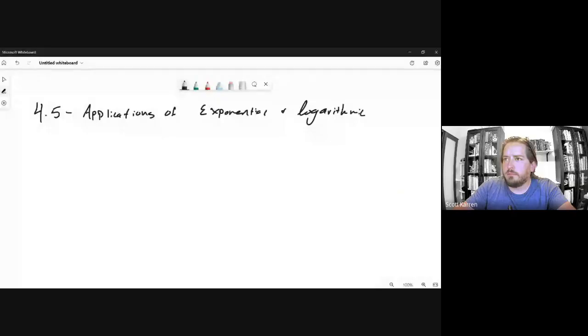So in this section, we should see probably just a bunch of word problems and problems worked out. So applications of exponential and logarithmic functions.